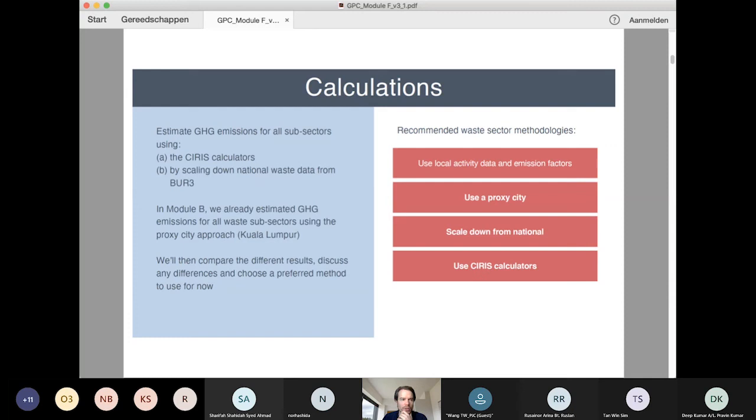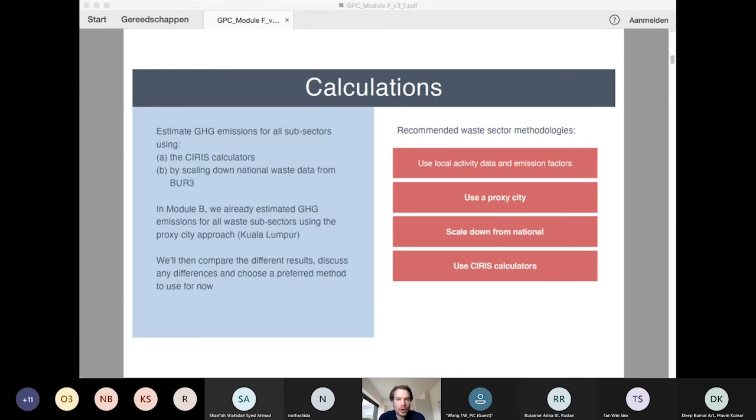One was for four calculations for the different waste types. We used different approaches. So we used the Cirrus calculators, and then we also used the proxy cities approach, which we've done before using Kuala Lumpur in session 2, and we used the scaling national data. Those are three methodologies you can use.